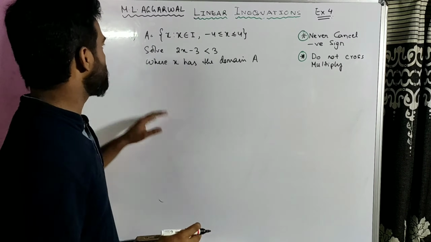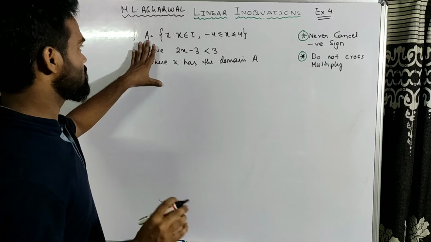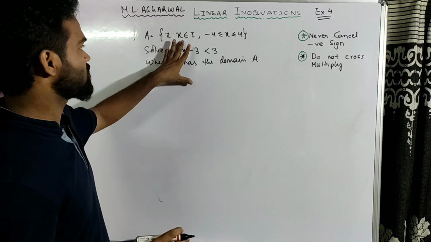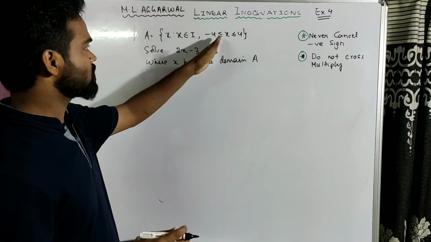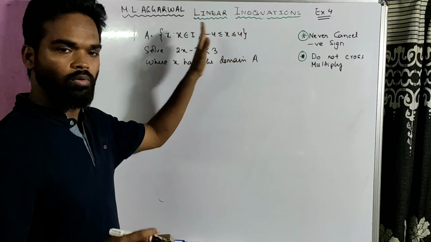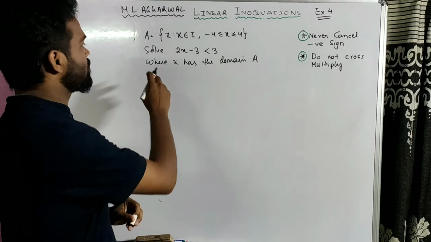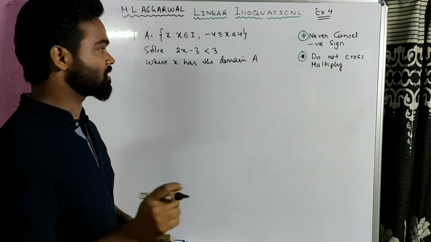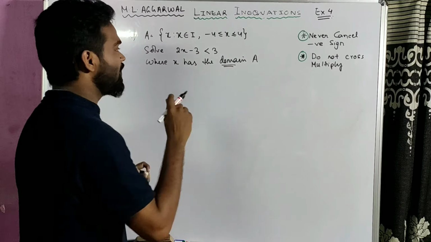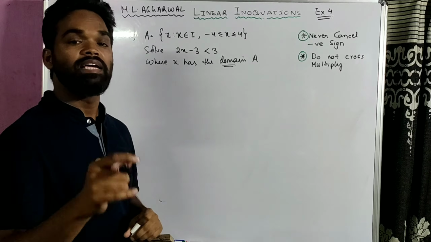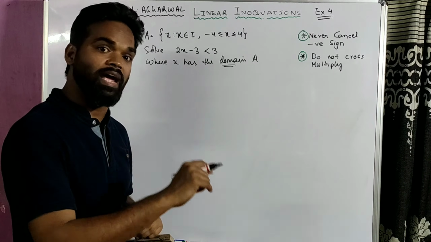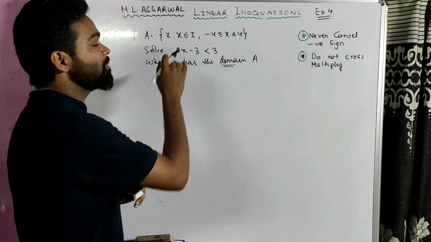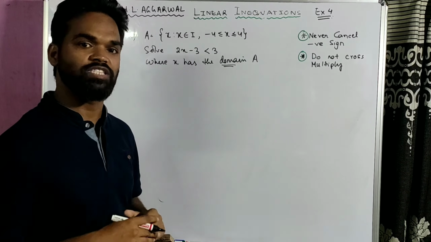Now look at sum number 10. A is a set. x is such that x belongs to integer and the value of x is from -4 to 4, both included, okay? And they told us to solve 2x minus 3 less than 3. They've written a thing, see, where x has the domain A, which means the value of x comes from A, which means A is nothing but a replacement set.